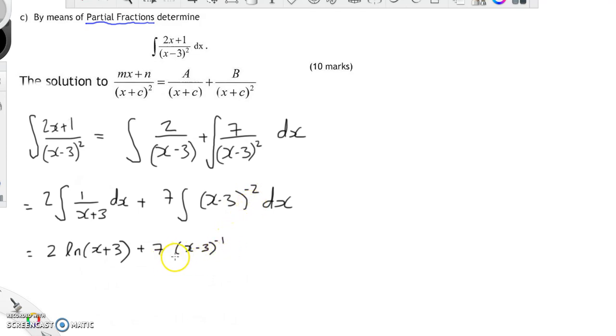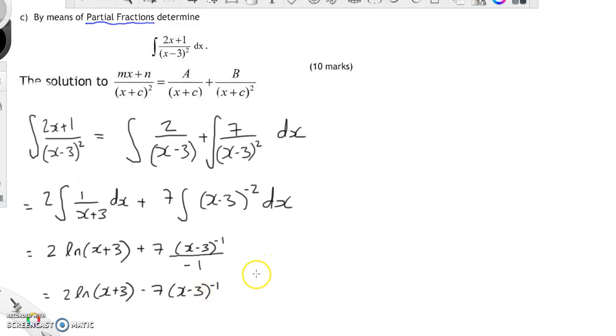And we write it, is that right? Minus 2 plus 1 is minus 1. And we write the whole thing over the new power, which is going to be minus 1. And then we do a little bit of tidying up. So we have 2 ln x minus 3. And then 7 over minus 1 gives us minus 7 times x minus 3 to the power of minus 1.